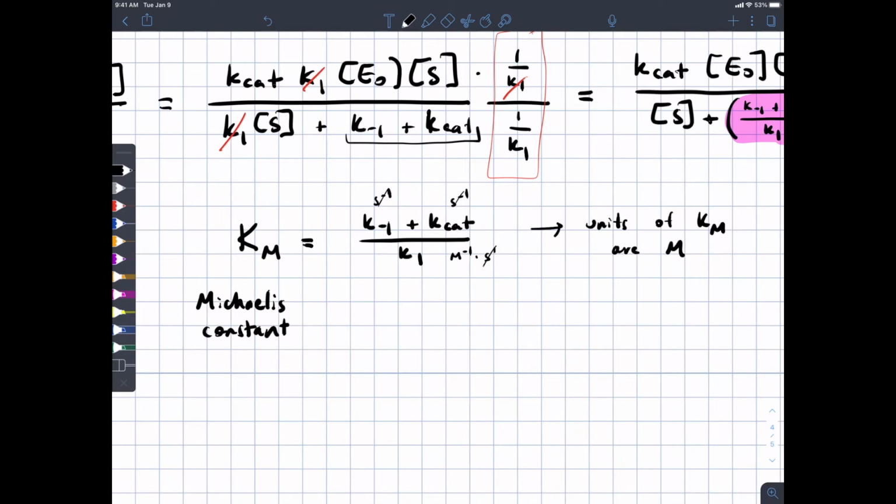So Km has the same units as a dissociation constant. Have we ever talked about binding? Have we talked about dissociation constants before? I don't remember. Okay.